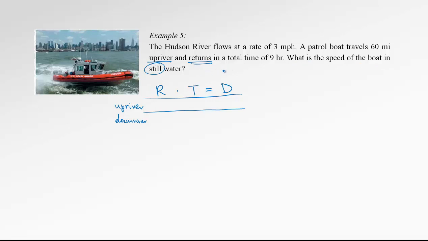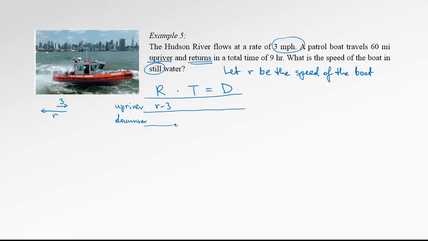Okay, since that's the question, let r be the speed of the boat in still water. Do we know the rate of the river? Yes, we do. The Hudson River flows at a rate of 3 miles per hour. Therefore, if the river flows, for example, to the right with the speed 3 miles per hour, however, the boat goes against the current with the speed r, therefore the overall speed of the boat is r minus 3. The speed of the boat is decreased by the rate of the current.